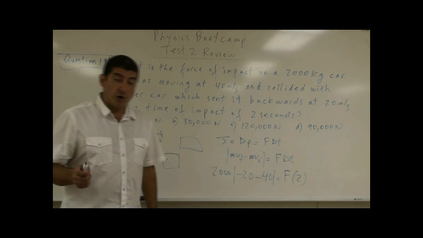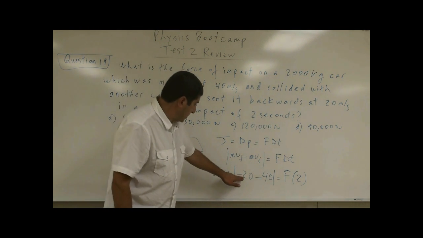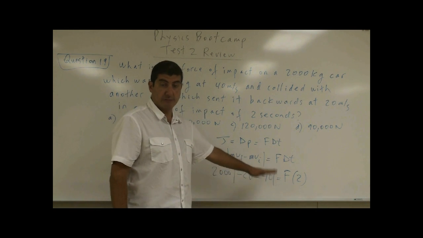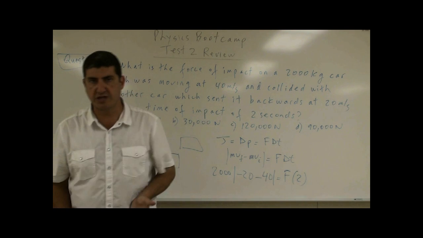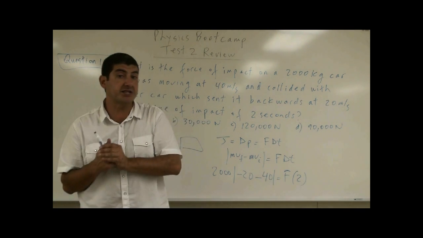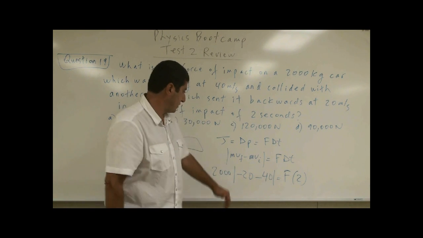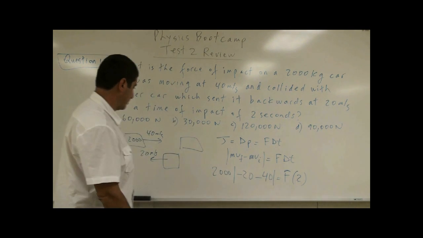Where students would typically go wrong here is they would put 20 minus 40 instead of negative 20 minus 40. And then their answer is going to be less than the real answer. So you have to make sure you put negative 20 minus 40.